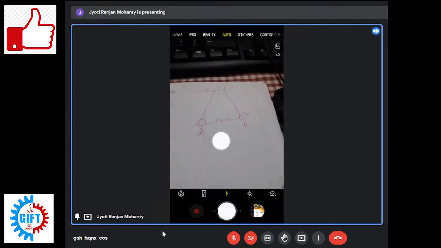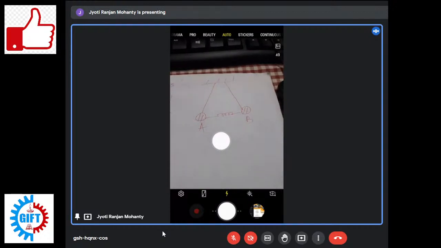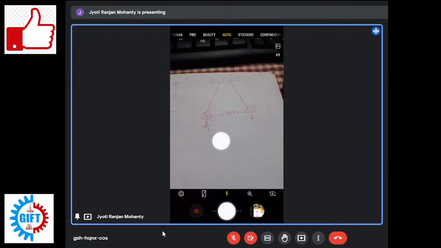So what will happen? The two bobs oscillate in opposite direction. We can say opposite phase. It is called out of phase mode of oscillation. Okay. So now if you compare omega 1 and omega 2, which is greater?